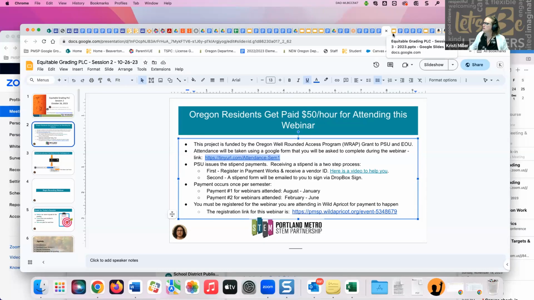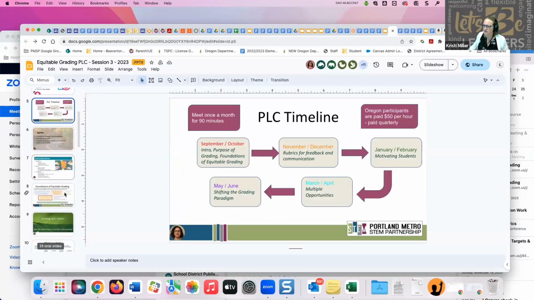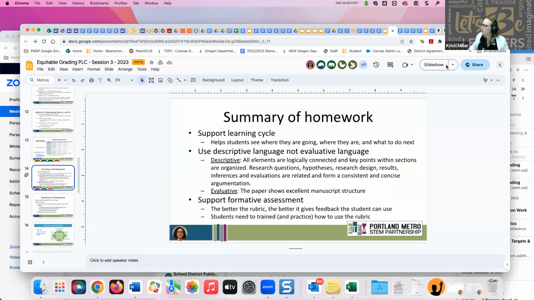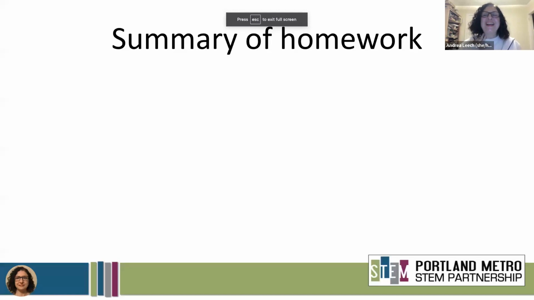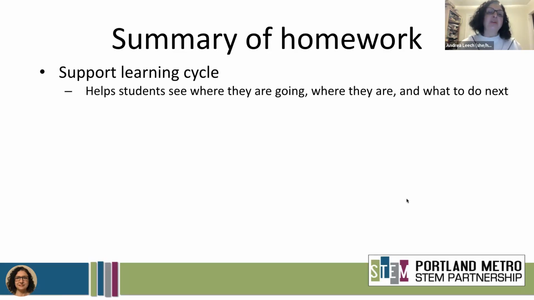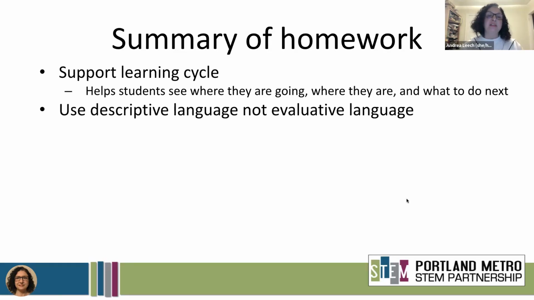Let's get back. Okay, Andrea. All right, so we gave you this homework and it's a little technical. So we thought we would summarize it for you. If you go ahead and build some of that out for me, that'd be great. So the idea with the homework is it's supposed to support the learning cycle, so students can see where they're going, where they are, and what to do next.